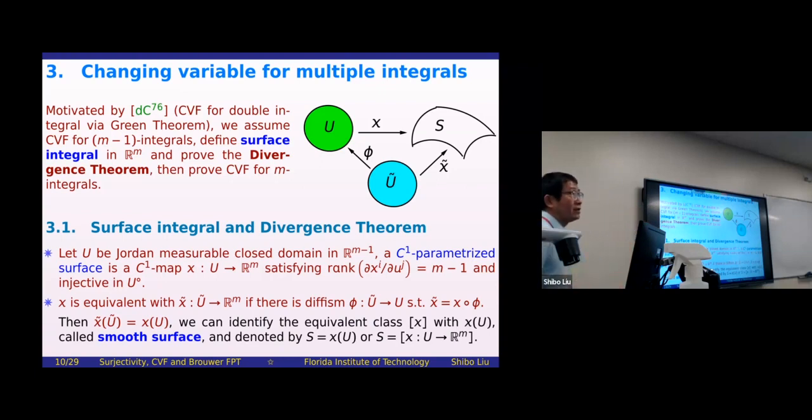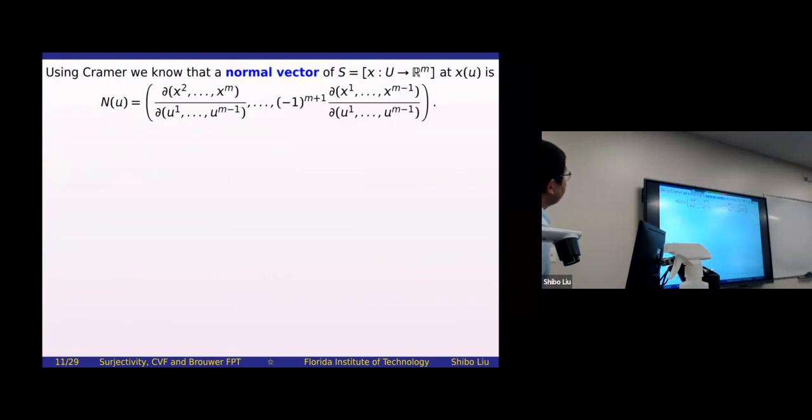We also need a normal vector for such a parametric surface. So suppose the surface S has a parametrization given by X, then we know that a normal vector of S is given by this capital M. This is a generalization of our well-known result in three dimensions. If the surface is x equals x(u,v), y is y(u,v), z is z(u,v), then we know that the normal vector is (∂(y,z)/∂(u,v), ∂(z,x)/∂(u,v), ∂(x,y)/∂(u,v)).